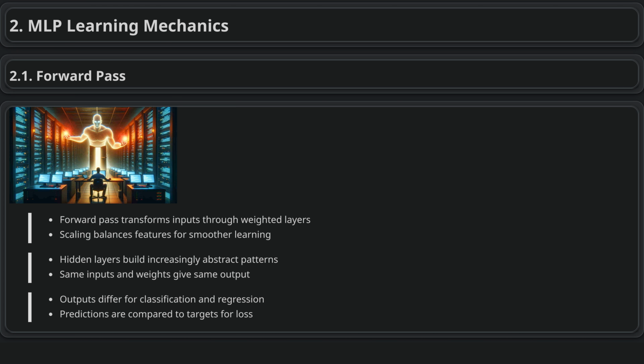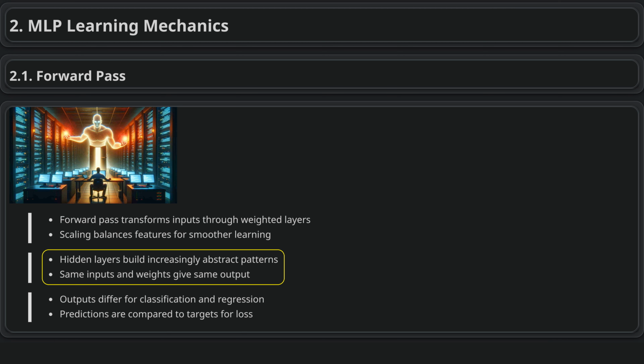MLP learning mechanics. Forward pass. In a forward pass, a multilayer perceptron sends input data through layers to produce a prediction. Each layer uses learned weights, biases, and activation functions to turn the data into more useful signals. Scaling the input features beforehand keeps computations balanced, so no single feature dominates, and the network can learn more effectively.